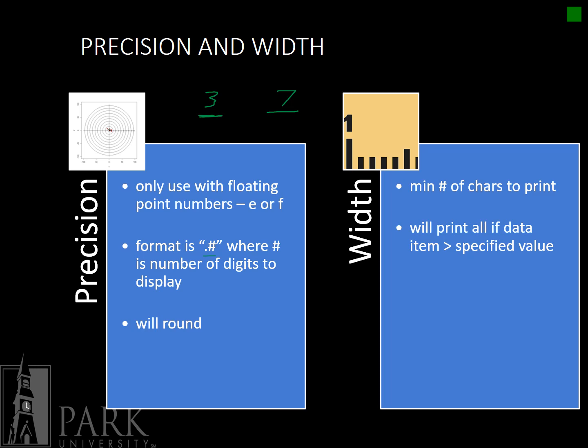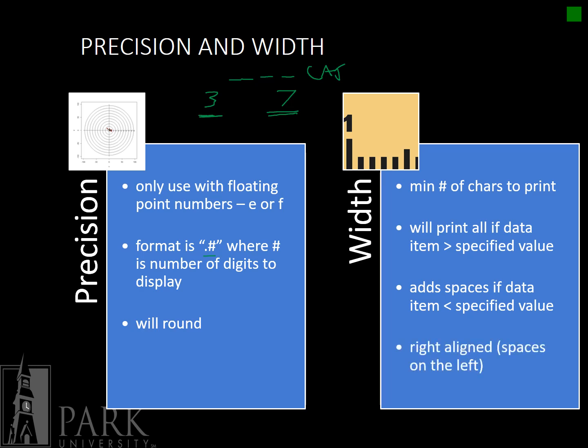By default, the output values are right aligned, so when spaces are added, they go to the left side. So if we have a string cat, right, and we specify the width as 7, well, then it's going to add 4 spaces in front of cat, right? What did I miss? Oh, yeah, it's right aligned. So I already covered those things. All right.